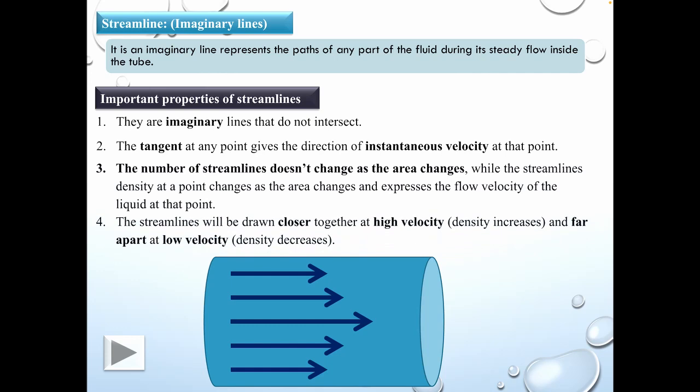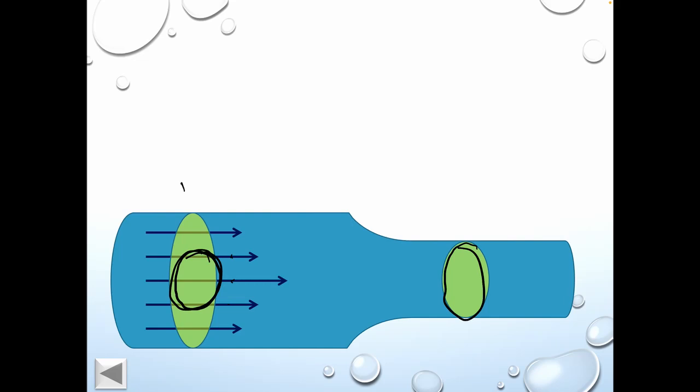Number four, the streamlines will be drawn closer together at high velocity, so density increases, and far apart at low velocity. This means that here, low velocity.